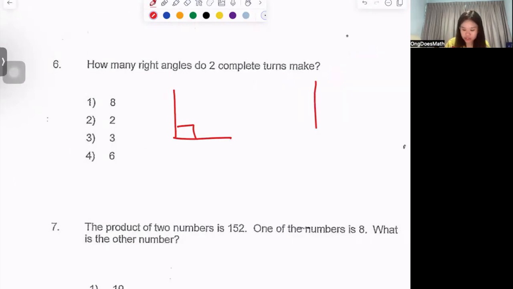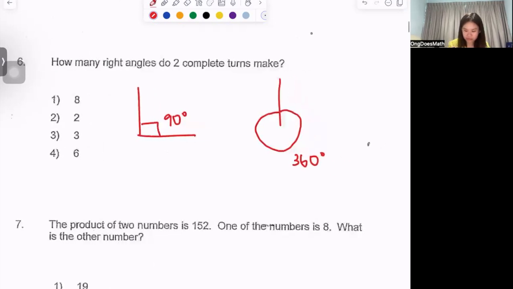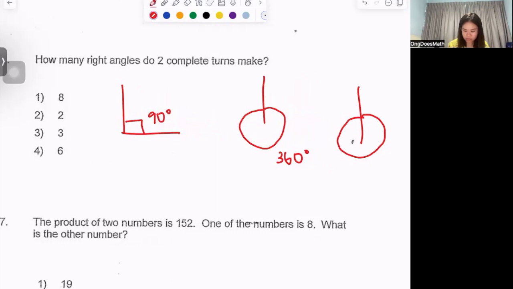So if this was the starting position, we turn 1 round, that gives you 1 complete turn. And this is actually 360 degrees. While right angle gives you 90 degrees. Since you want 2 complete turns, you will have 2 of it. Which means that it will give you 360 plus another 360. It should give you 720 degrees. So 2 complete turns give you 720 degrees.